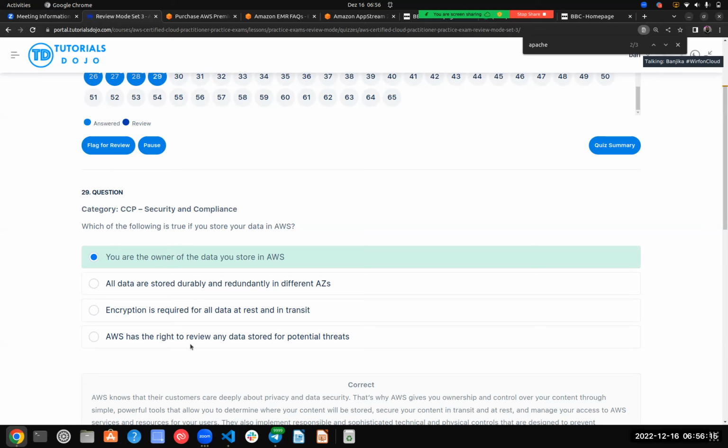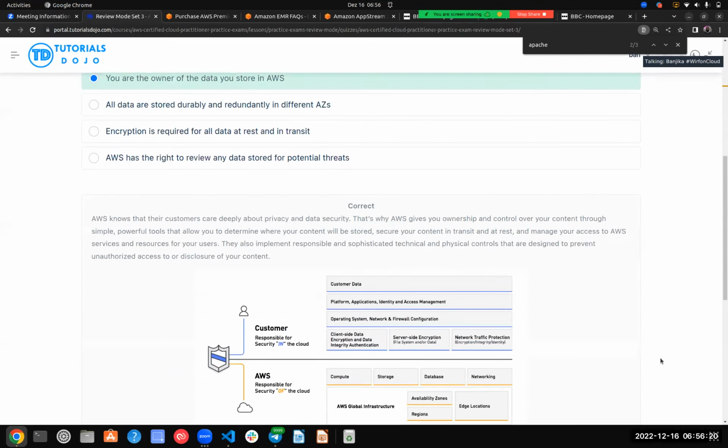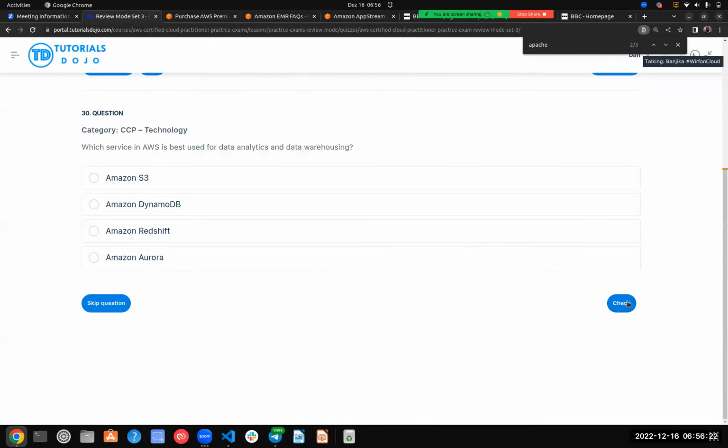AWS has the right to review any data store. Remember, we said this is not true. AWS doesn't have that right, you are the owner of the data. Which service in AWS is best used for data analytics and data warehousing? Everyone should answer that one.